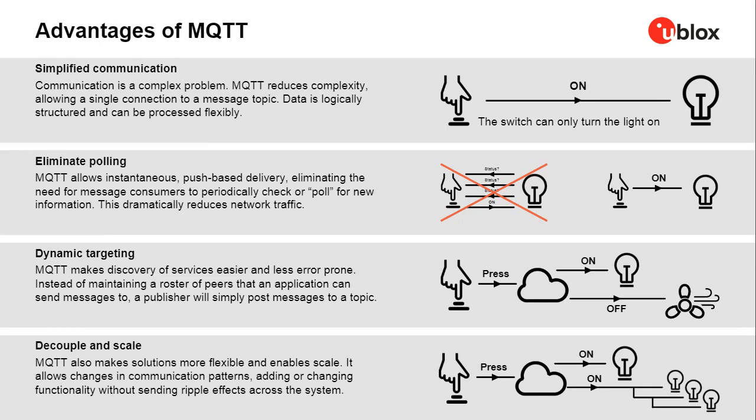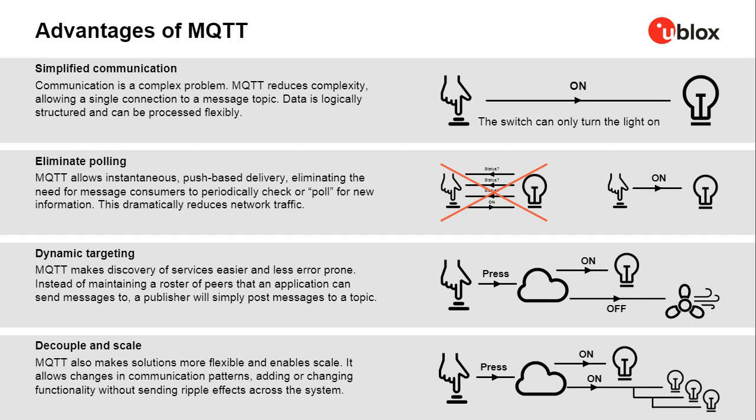What advantages does MQTT bring with it? Well, firstly, its topic structure makes communication really simple. It's really easy to get the message to the devices you want just by sending it to the topics they're subscribed to. Secondly, there's no polling. Push-based delivery means clients don't need to continually poll for messages. That in itself is a power saving there. Dynamic targeting is also made a lot easier by the way topics are structured. There's no need to keep a roster of peers. You simply publish to a topic and all of the clients subscribed will get it.